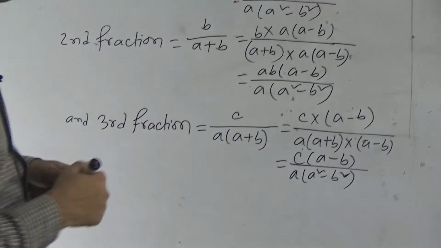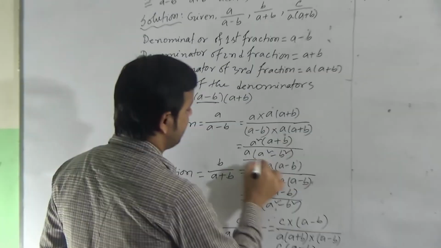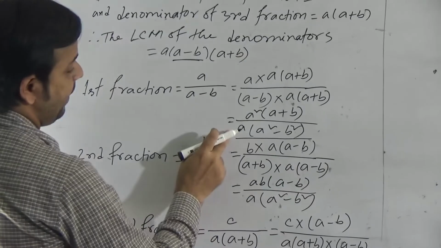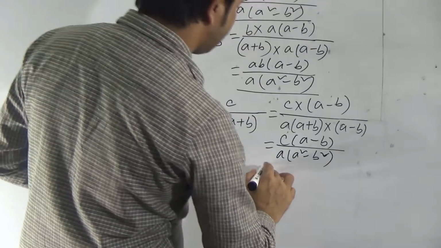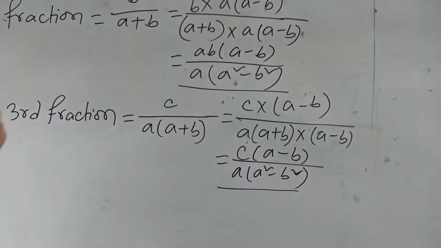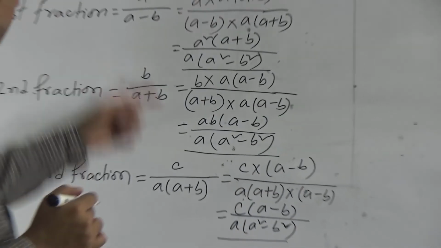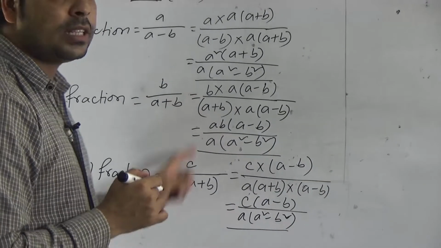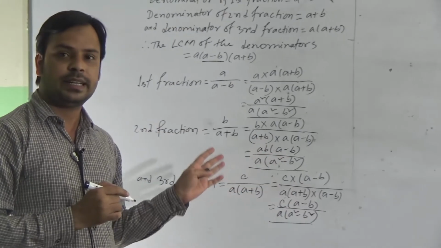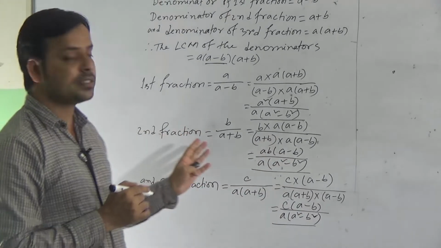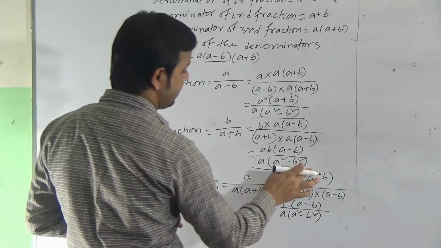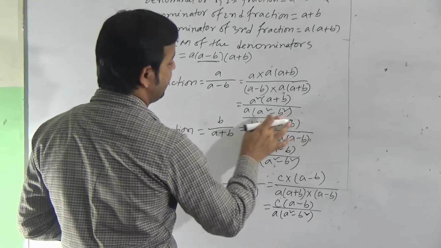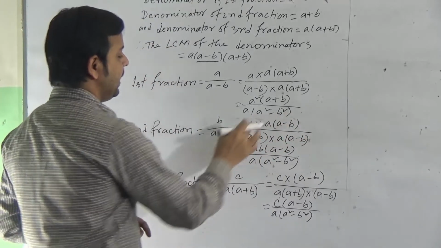Dear students, now see, the denominator of the first fraction is a into a square minus b square. The denominator of the second fraction is a into a square minus b square, and the denominator of the third fraction is a into a square minus b square. It means that the denominators of all these three fractions are the same. It means that we have expressed the fractions with a common denominator. So we can write the answer now.